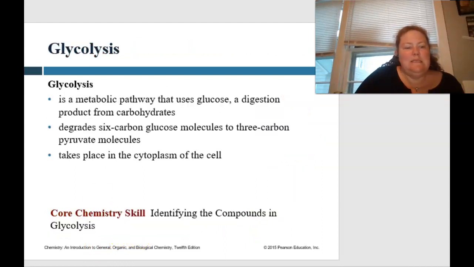So glycolysis is kind of like the major metabolic pathway. It works both aerobically and anaerobically. It's a metabolic pathway that uses glucose, which is a digestion product from those carbohydrates. So it breaks it down into that monosaccharide, which is glucose, and it degrades that 6-carbon glucose molecule into the 3-carbon pyruvate molecules. And this is going to take place in the cytoplasm of the cell.